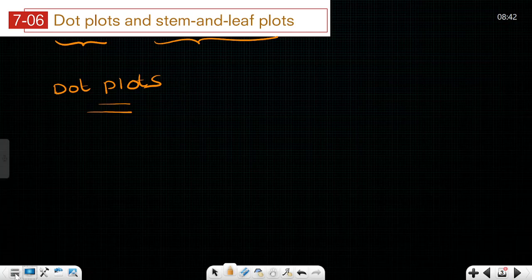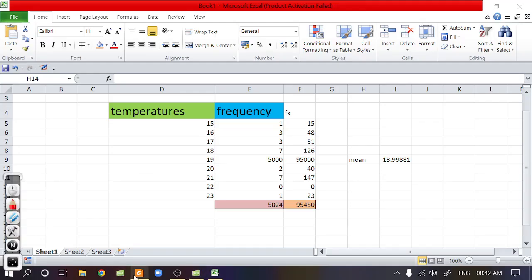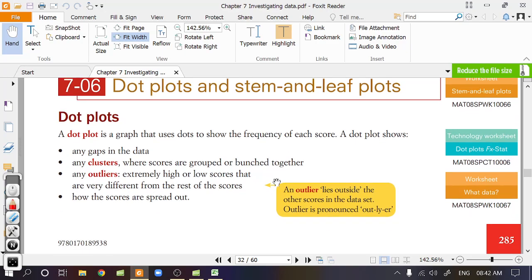Dot plots, let's see from your textbook what they have given. See here, a dot plot is a graph that uses dots to show the frequency of each score. A dot plot shows any gaps in the data, any clusters, any outliers, extremely high or low scores. Outliers means extremely high or low scores.